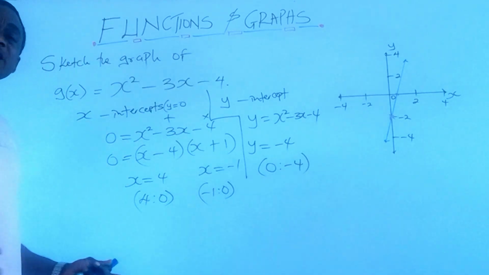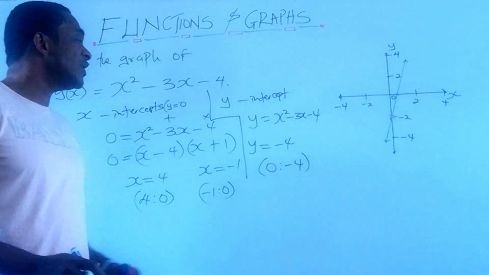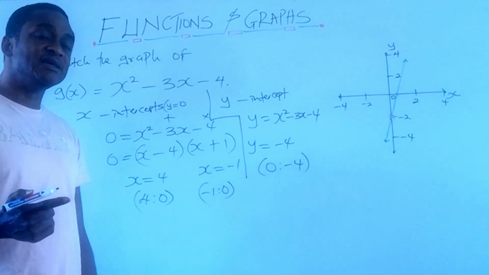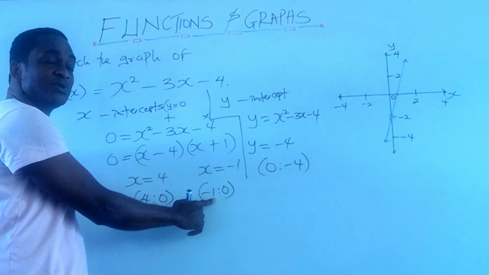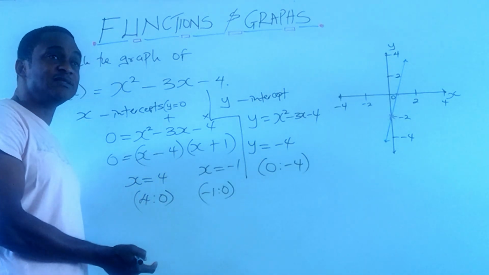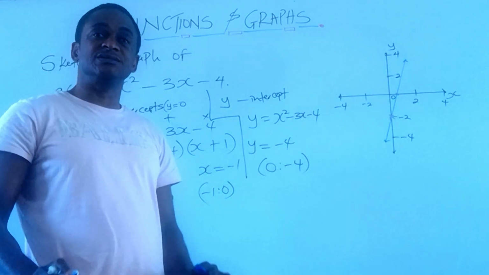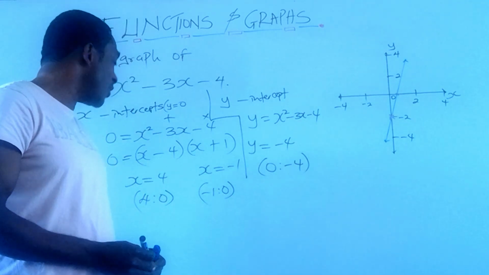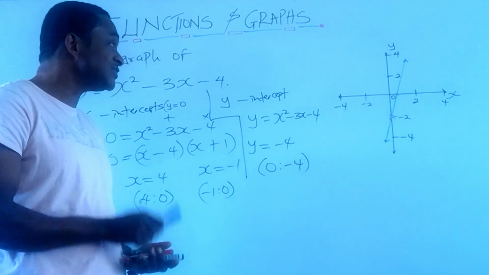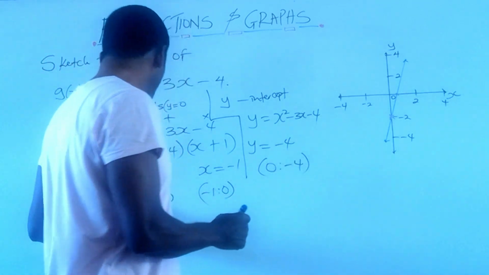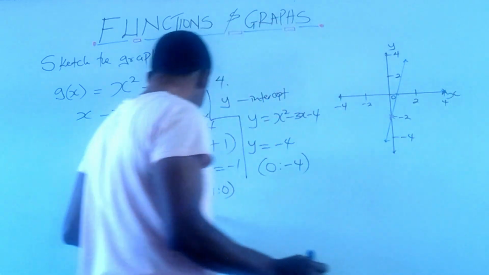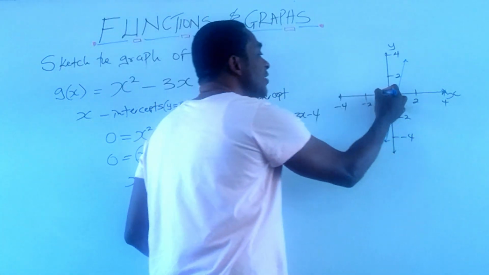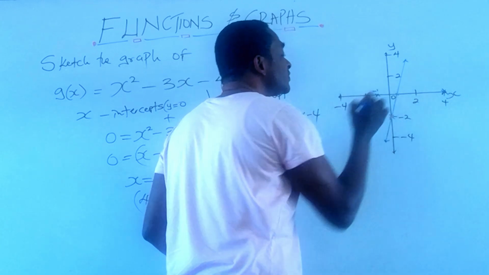And then what else do we need? We need our turning point. We have 2 ways of finding the turning point. Add these 2 and divide by 2. Or better still, go pick up your points on the graph. Let's use that approach. I have x equals 4, so I'll pick up 4, and x equals negative 1, I'll pick up negative 1.